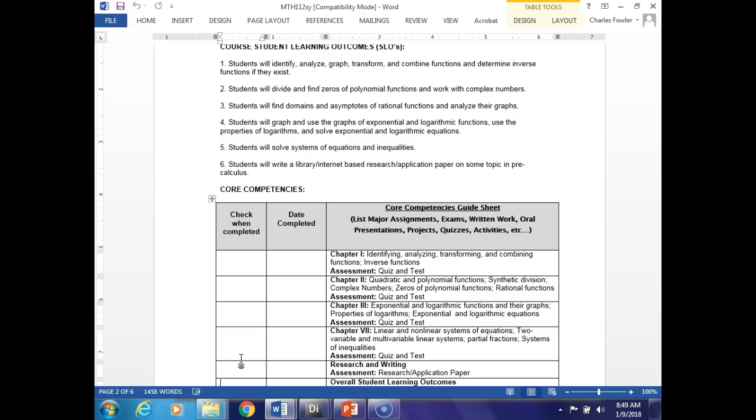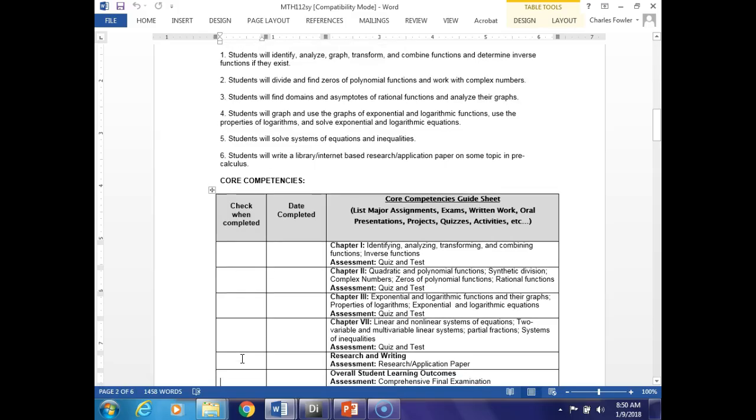But then chapter 7 is linear and nonlinear systems of equations. And again, I doubt if we'll have time for a quiz. If we get anything, it will either be part of the last test or whatever. Okay. Research and writing assessment. That's this one right up here. I'll talk about that in the next file that I'll bring up.